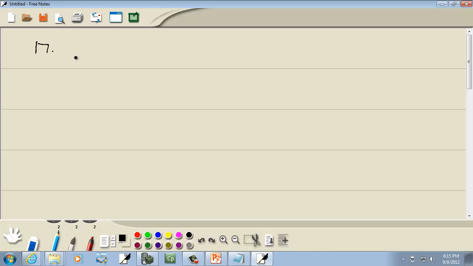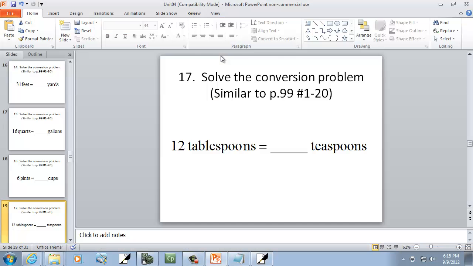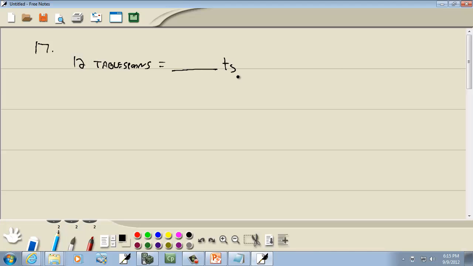We got 12 tablespoons. I'm not very good with these abbreviations. Is equal to blank teaspoons. I think that's TSP. Now again, some people sit there and they memorize the formula. Okay, if you convert them from tablespoons, you do this to teaspoons. Well, why memorize it? Dimensional analysis handles that for you.